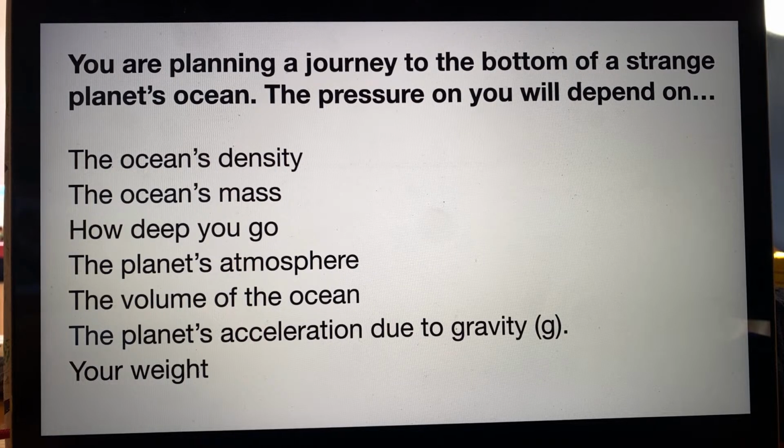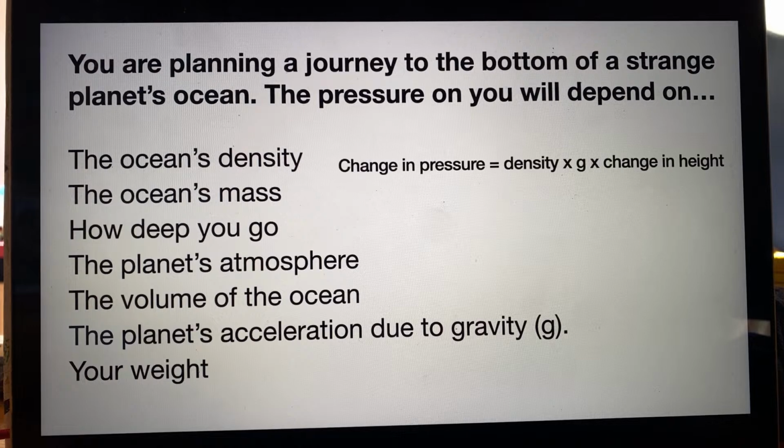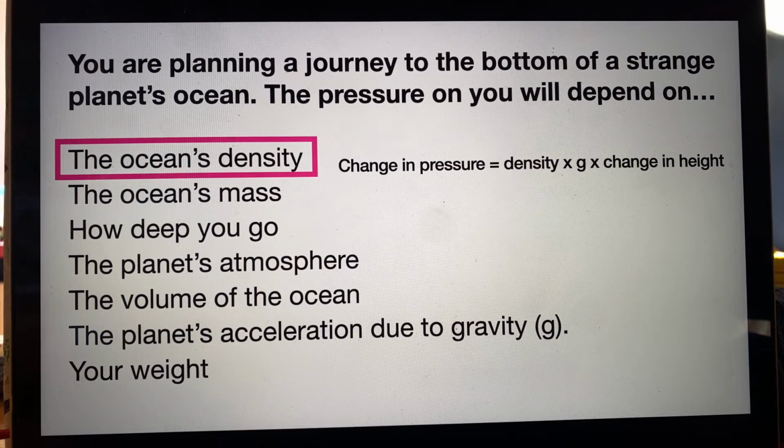Okay, the answers are, because we need to crack on with this lesson. Here's the equation. Change in pressure as you go deeper and deeper down into a liquid. The change in pressure is equal to the density of the liquid times little g times the change in height. So the pressure on you does depend on the density of the liquid, so it depends on the ocean's density.